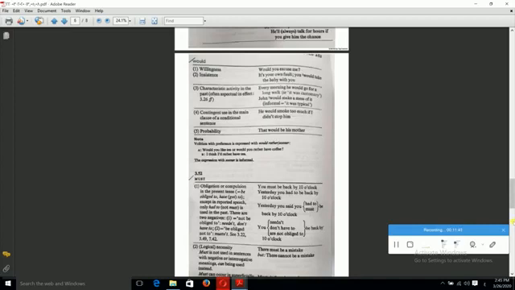Page 56. Would takes many uses. Willingness: would you excuse me? Insistence: it's your own fault, you would take the baby with you. Characteristic activity in the past, often habitual in effect: every morning he would go for a long walk.